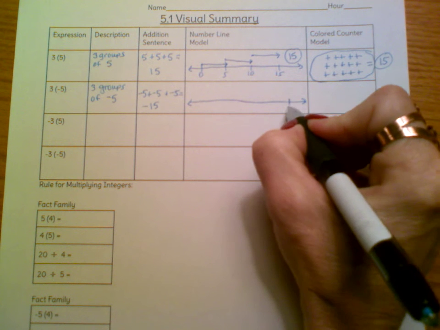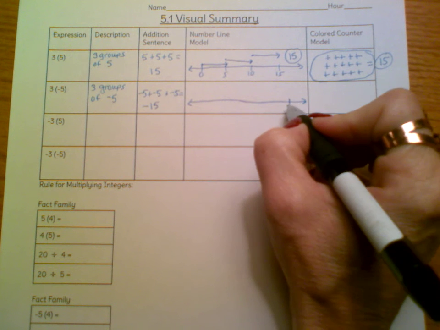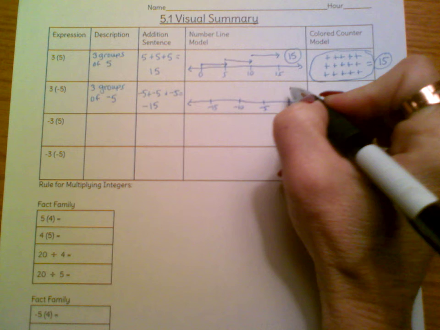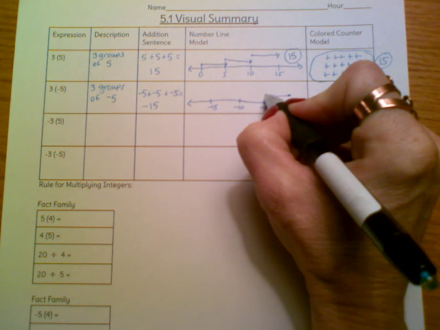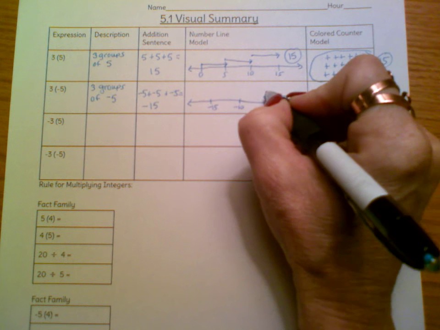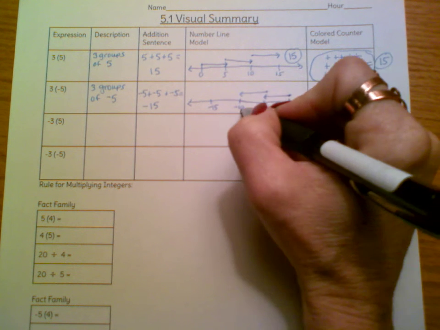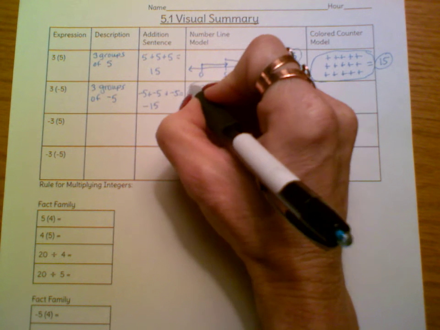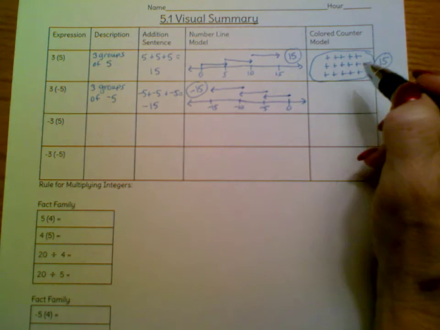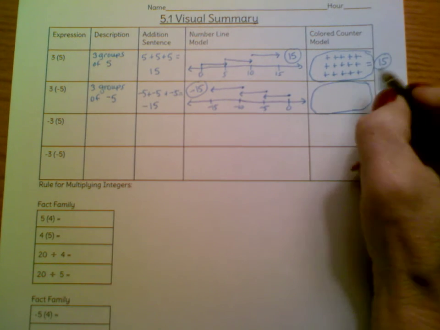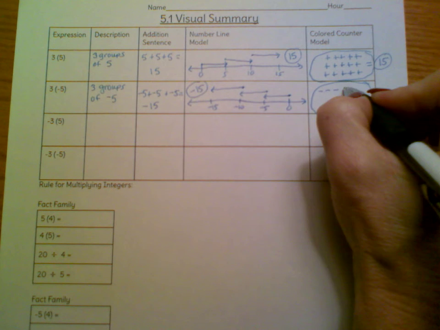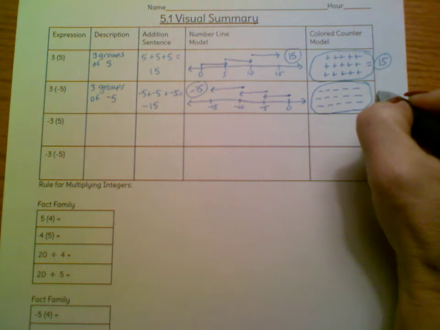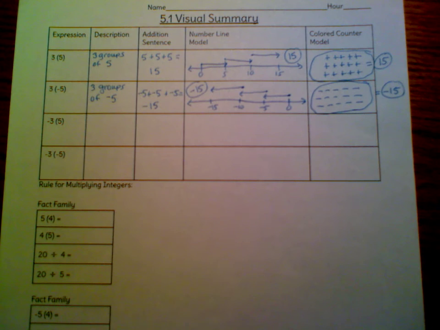I'm going to put 0 way down here on the number line because I know I'm moving in a negative direction 3 times. So I'm going to put negative 5 in here, negative 10, and negative 15. So my first group of negative 5 goes from 0 to negative 5. My second group starts at negative 5 and goes in a negative direction 5 more. My third group goes negative 5 more, and I see that I do in fact end at negative 15. With the 2 colored counter model, I have 3 groups of negative 5. So there's 1 group of negative 5, 2 groups of negative 5, 3 groups of negative 5, and I can see how that also gets me negative 15.